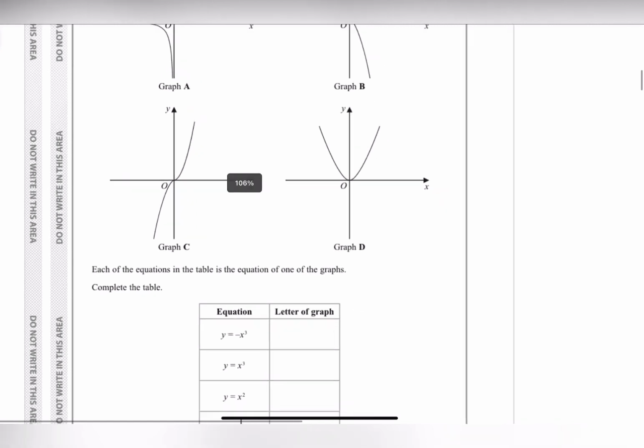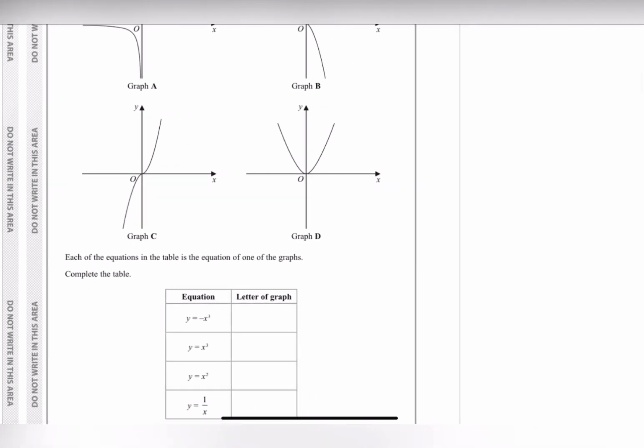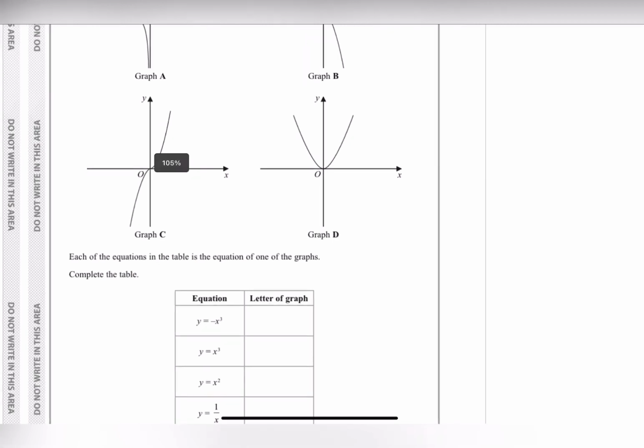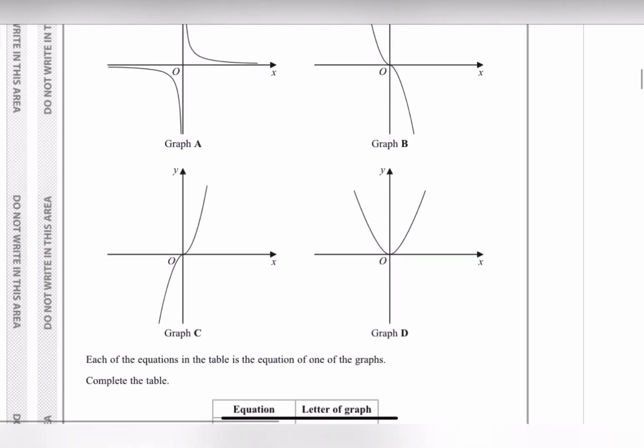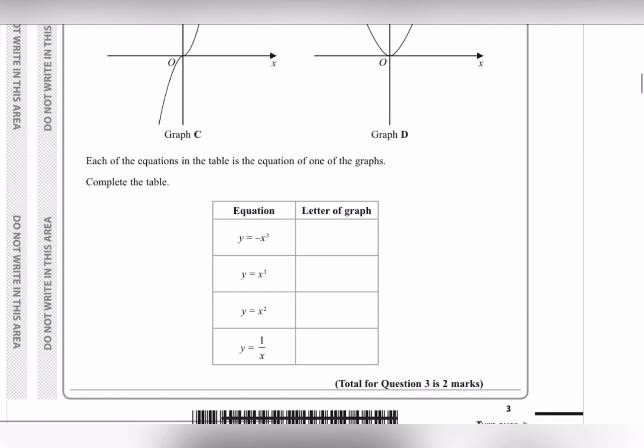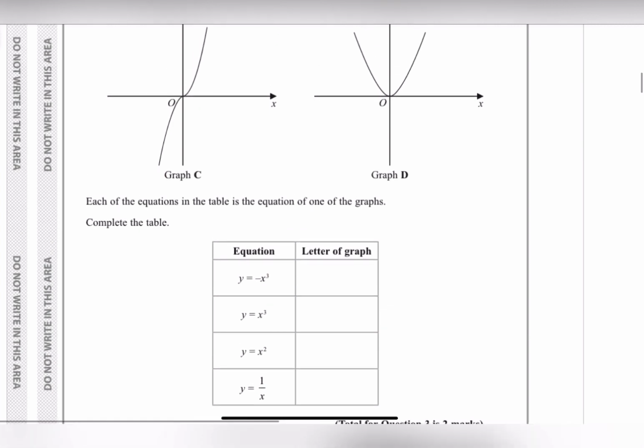D. Each of the equations in the table is the equation of 1 graph. Complete the table. So you have to complete the table for these questions. So first one, you can easily identify y equals x square will be a graph of this form. That's one of the easiest.